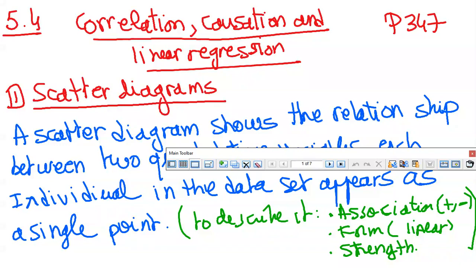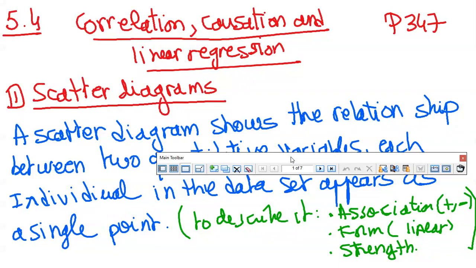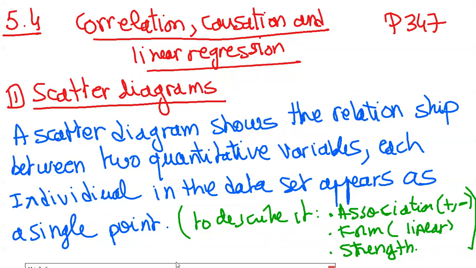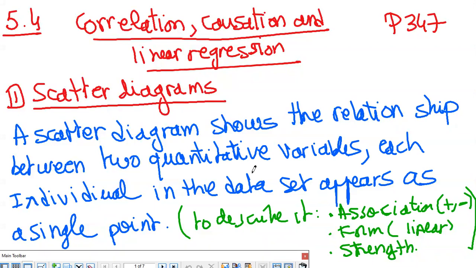Now we are in the last lesson, correlation and the linear regression. First, we're going to talk about the scatter diagram. What does it mean, a scatter diagram?